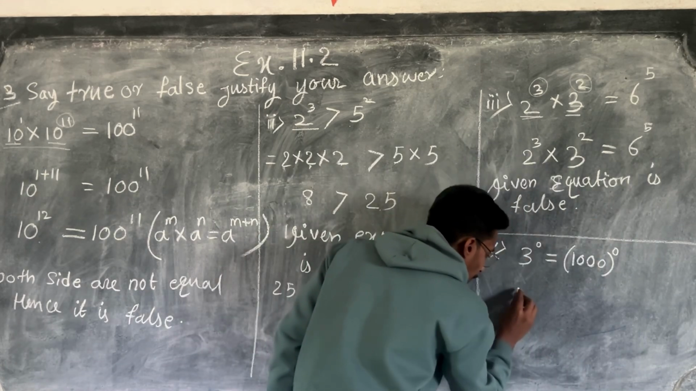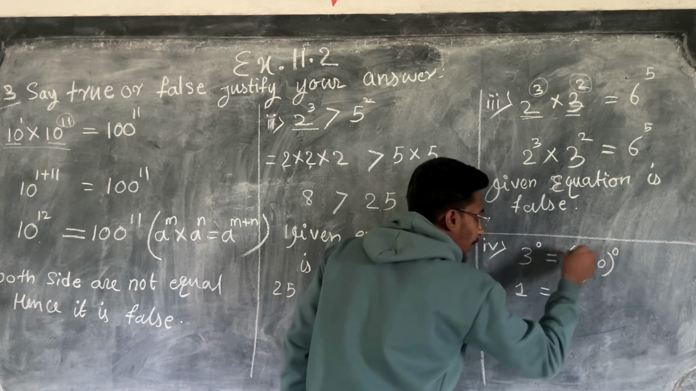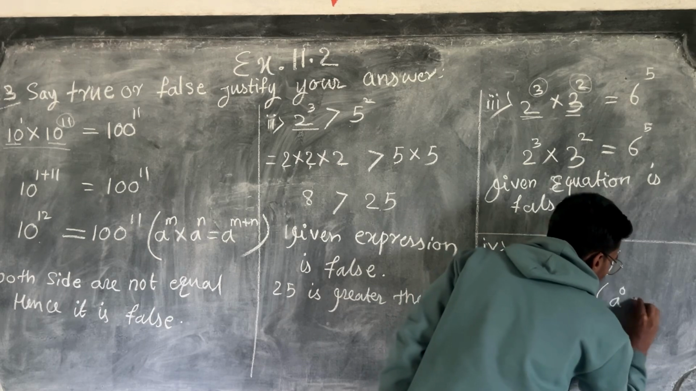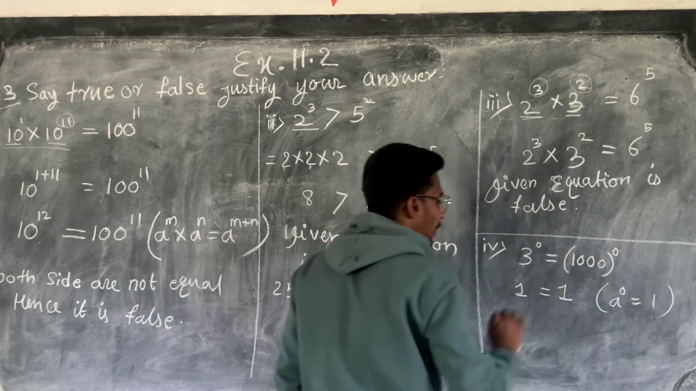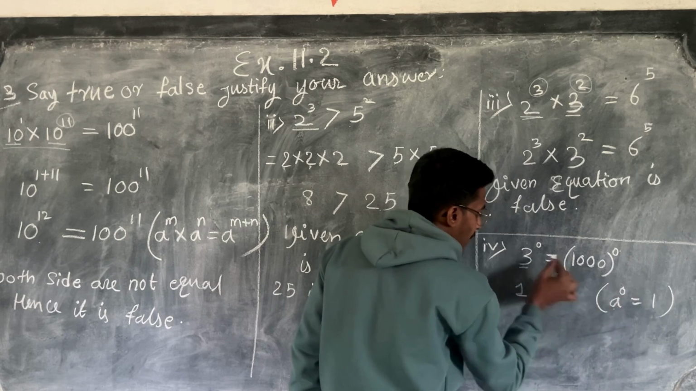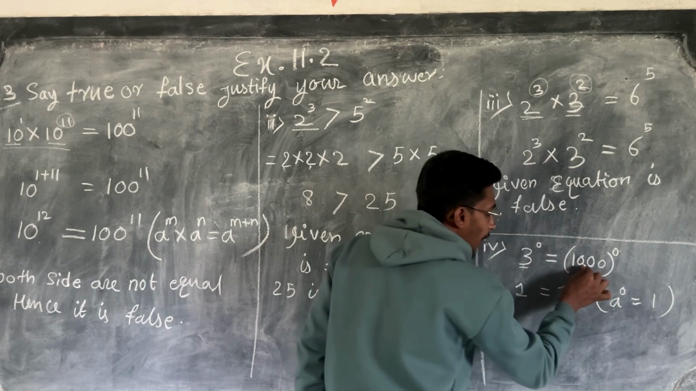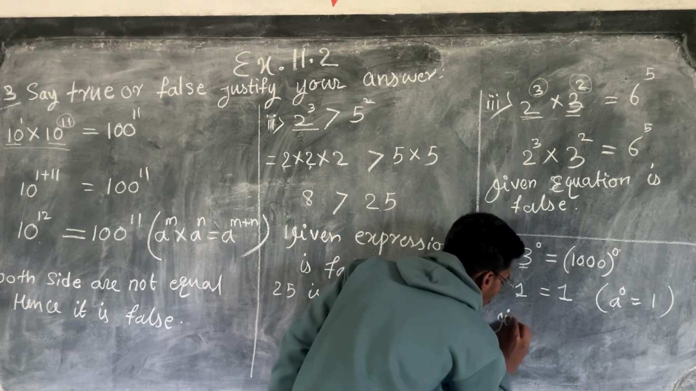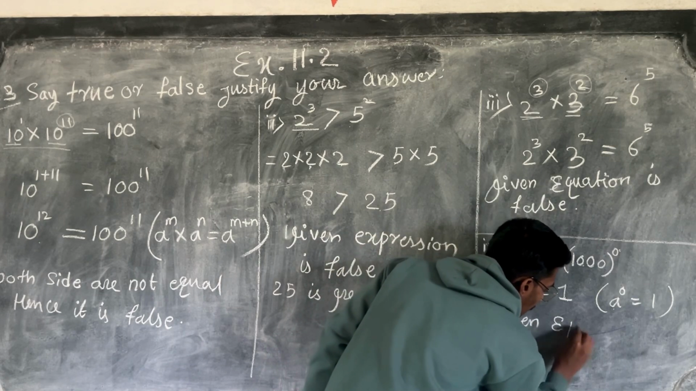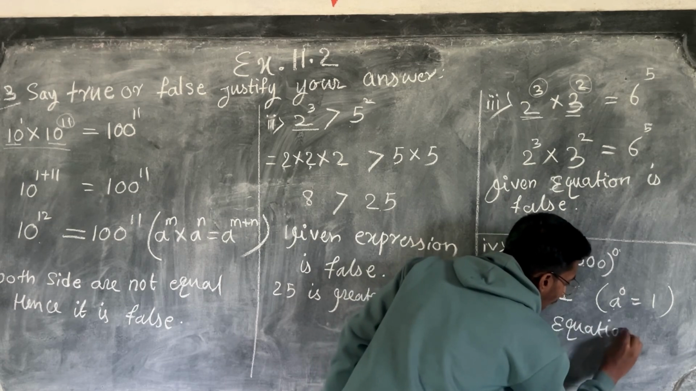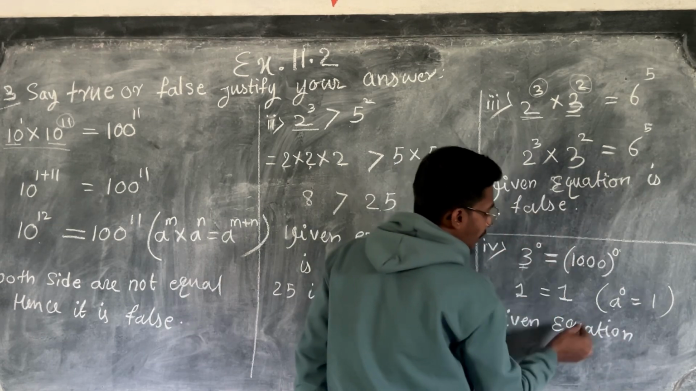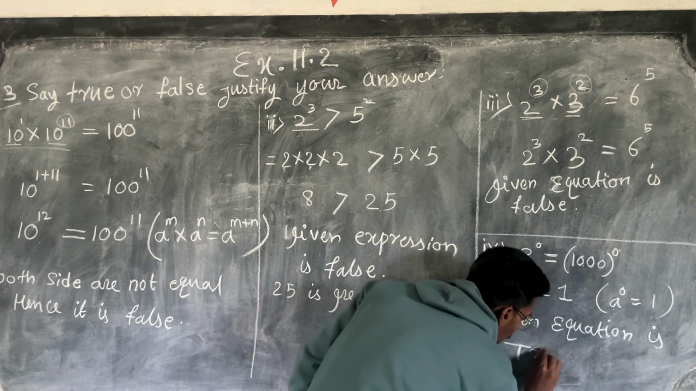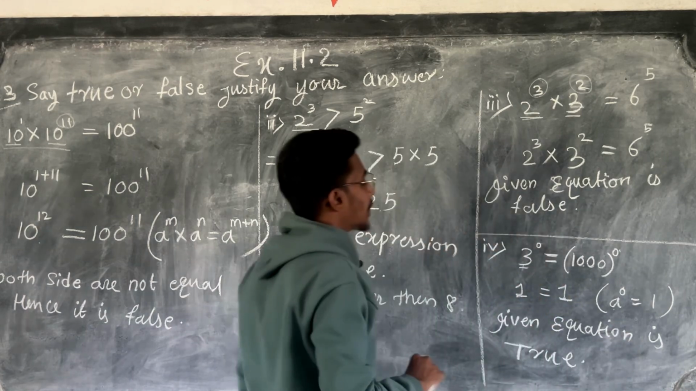3 to the power 0 means what? 1. It is equal to 100 to the power 0, which means what? 1. Why? A to the power 0 is equal to 1, where a is any number. Here that a is 3. We apply this identity here. A to the power 0 is 1. A to the power 0 is 1. Both sides are equal. That means the given equation, why is it an equation? There is an equal sign. That is why I use equation here. Given equation is true. So write it down.